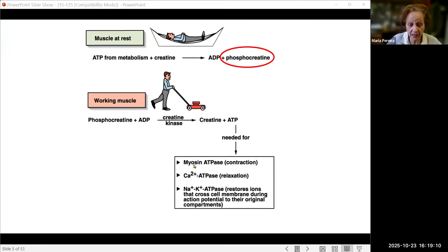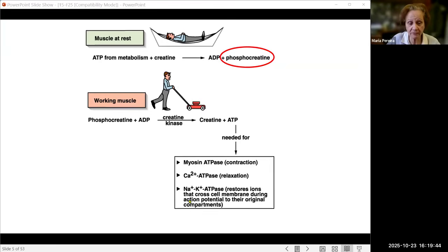So remember, you have a lot of ATP being used by the myosin ATPase. Remember, that's required to make the cross bridges between myosin and actin. Then you have calcium ATPases. This is a calcium pump that removes calcium from the cytoplasm back into the sarcoplasmic reticulum to allow for relaxation to occur.